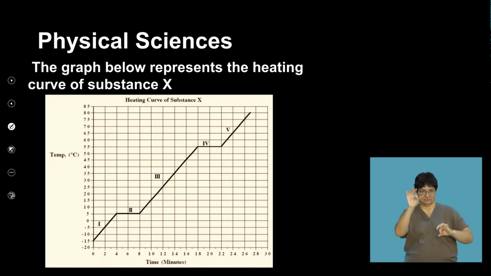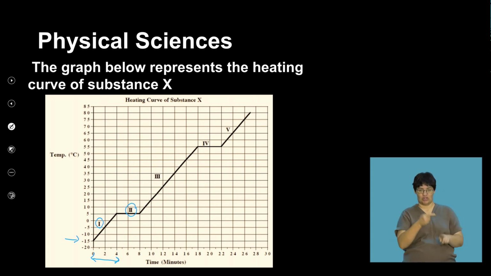Okay, now we have a different scenario, for argument's sake. We have a graph below that represents the heating curve of a substance X, okay? It could be any substance, but you'd realize that the trend is the same. So at a temperature of negative 15 degrees Celsius, that substance is a solid. So when we heated it for the first 4 minutes, what is happening? The particles gained more energy, and then the phase change occurred at interval 2. So at interval 1, the substance is still a solid, okay? But at 5 degrees Celsius, there was a phase change.